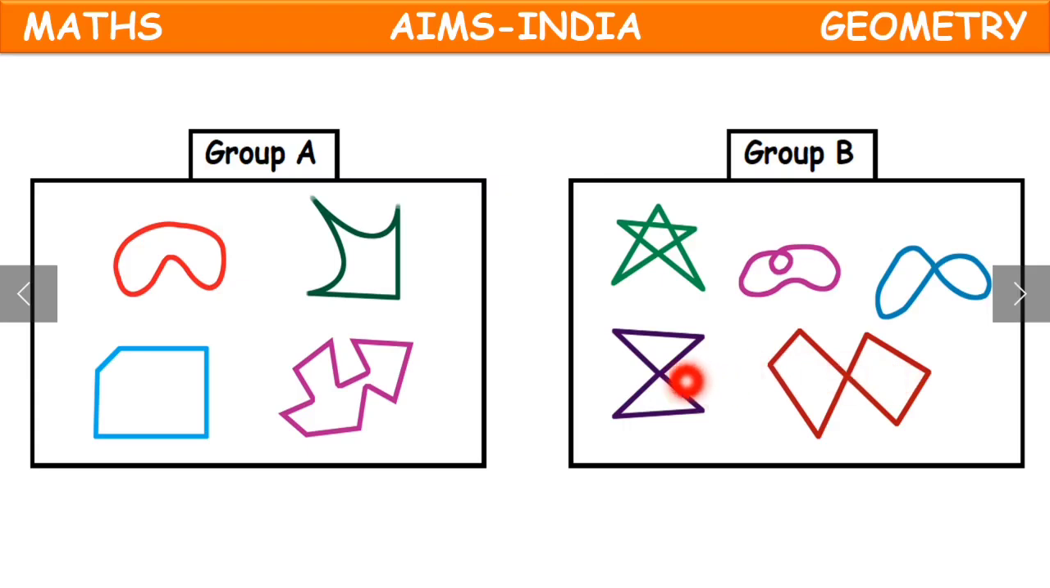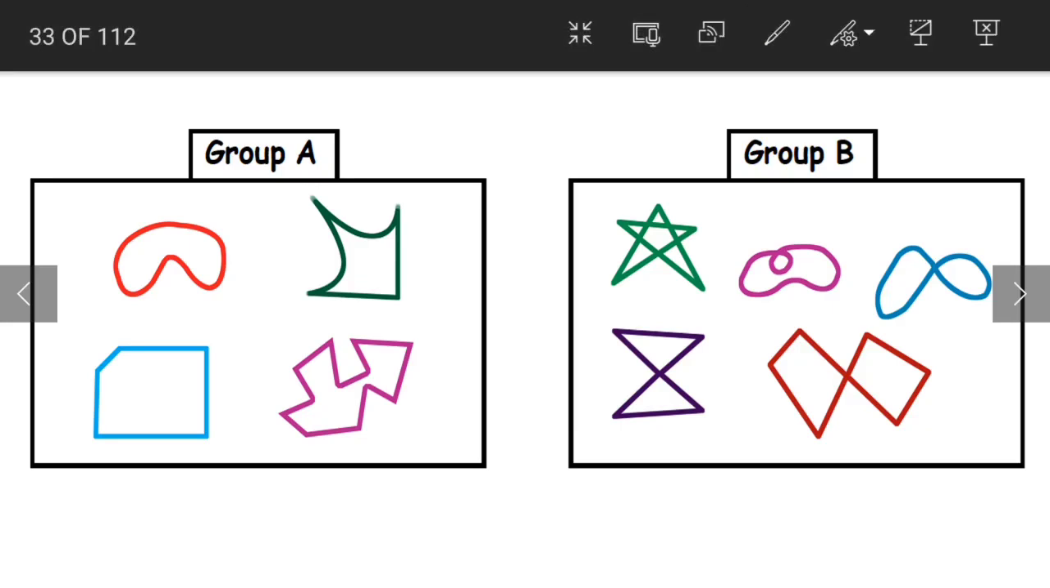See, the closed curves are divided into two groups here. What are closed curves again? Closed curves are those where the ends meet. When both the ends meet, it is called a closed curve. Now the figures in both group A and group B are closed curves. But why are they differentiated here? Why did they group it into two different things?